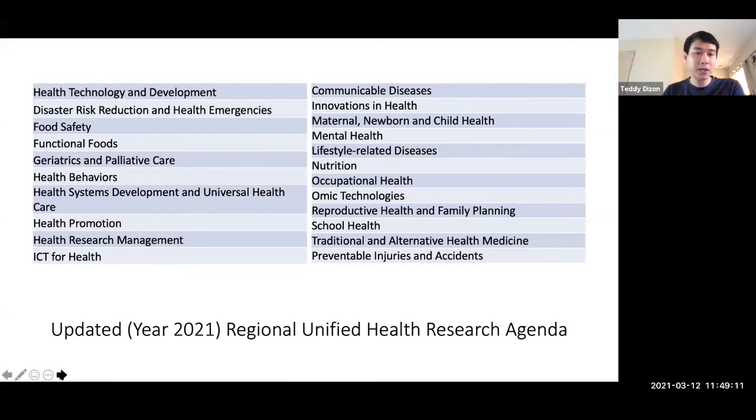Ang third criteria po natin ay ethical acceptability. Meaning po nito, yung mga proposals natin, wala masyadong hurdle in terms of ethical acceptability. So number 1, health technology assessment, health technology and development. 2, disaster risk reduction and health emergencies. Food safety, functional food, geriatrics and palliative care, health behavior, health systems development. So, is it high ang ethical acceptability pag nag-propose po ba ang mga researchers?